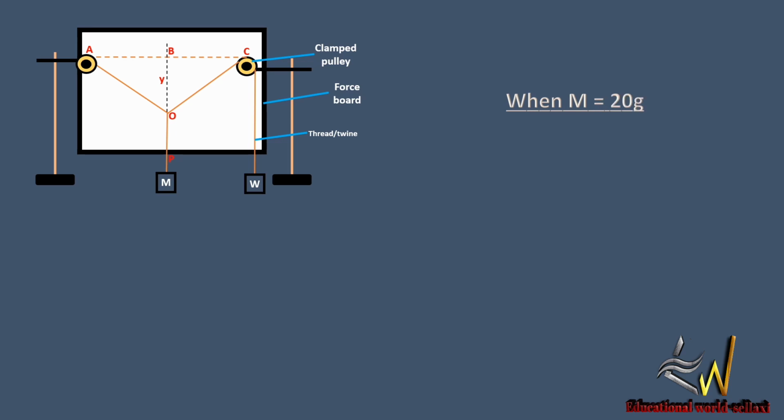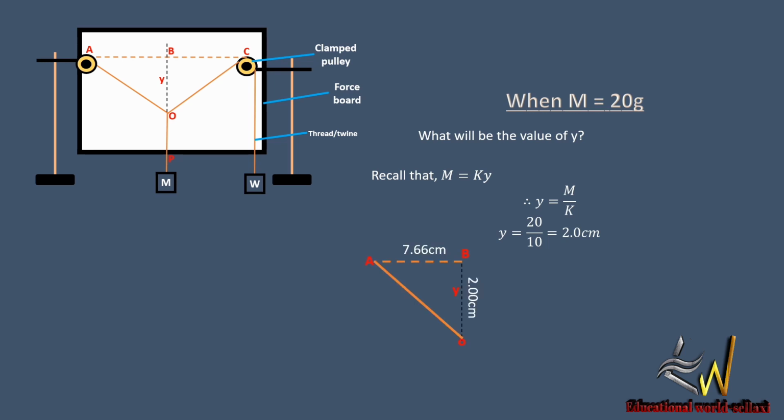So we move to when m is equal to 20 gram. So we'll still calculate the new value of y, and we'll be using the same relationship, that m is equal to ky and y is equal to m over k. So simplifying for y, y is equal to 2 cm.